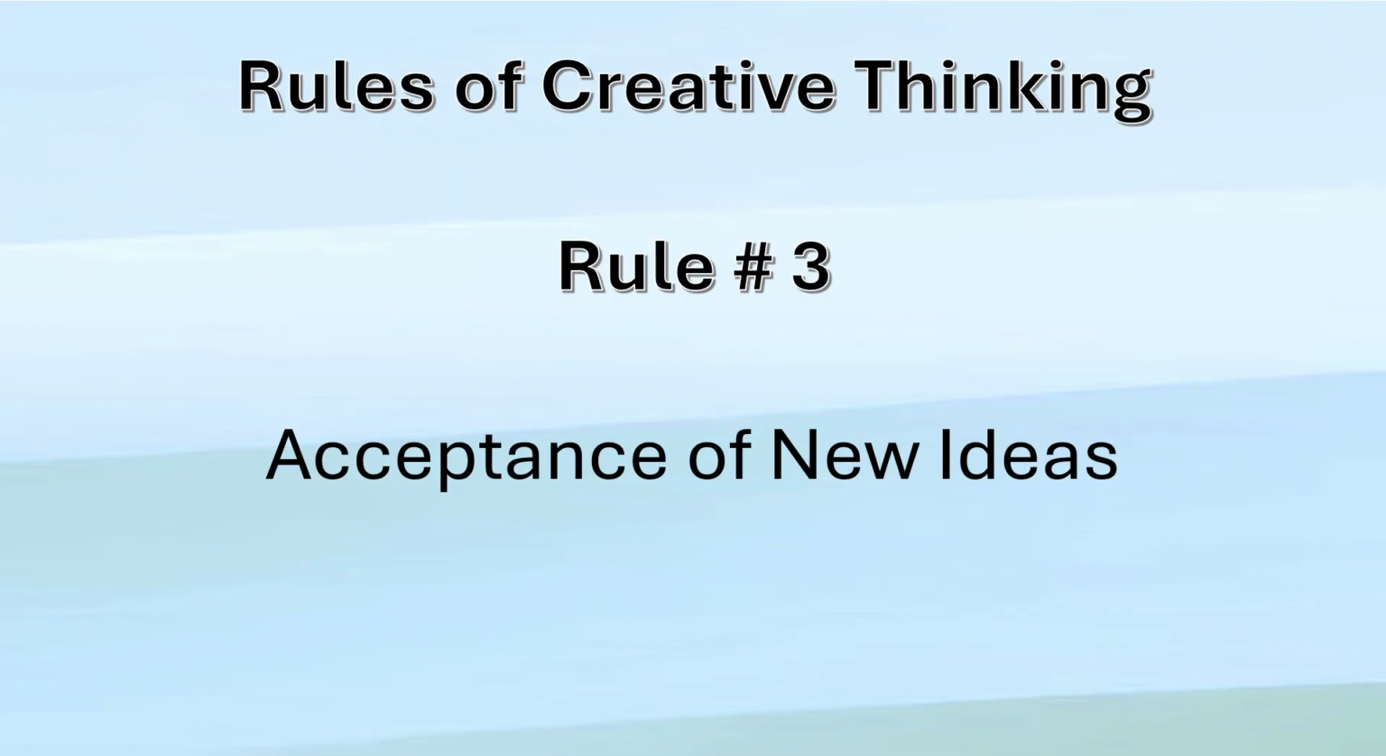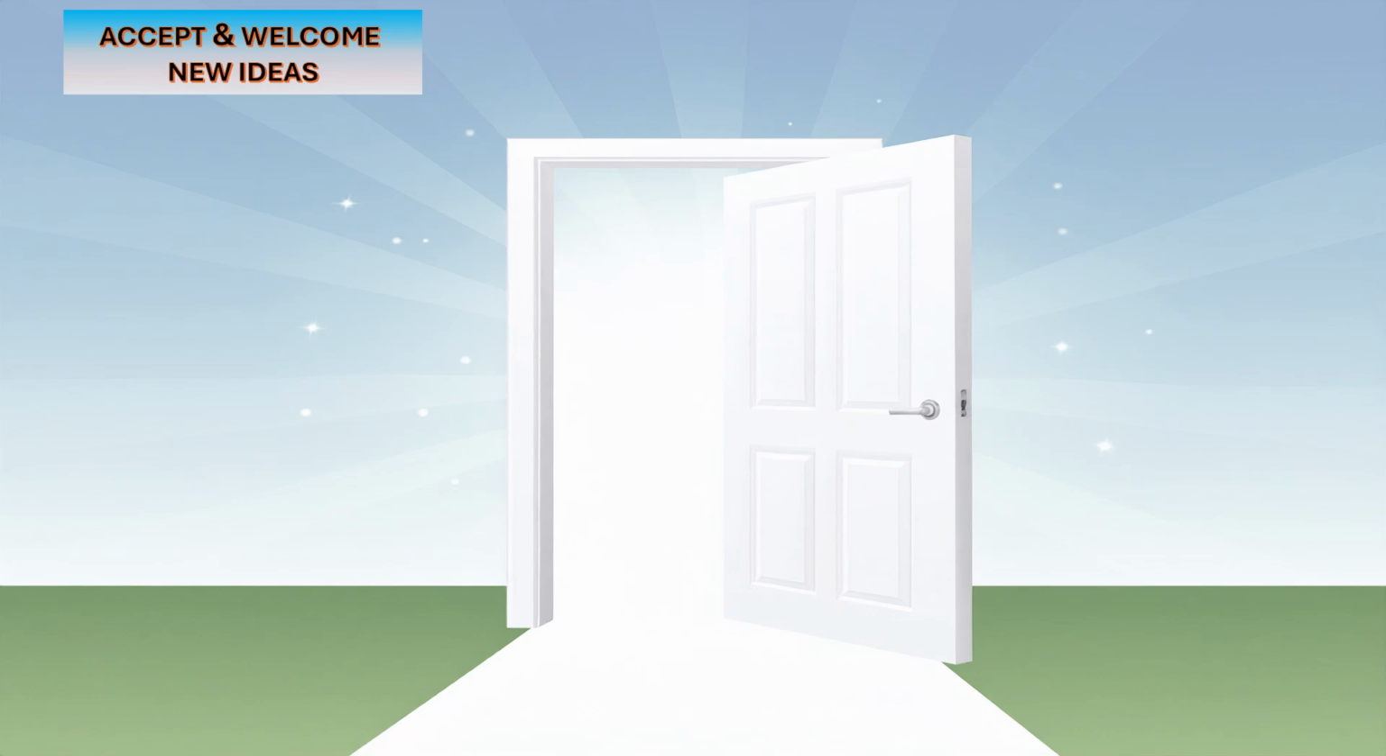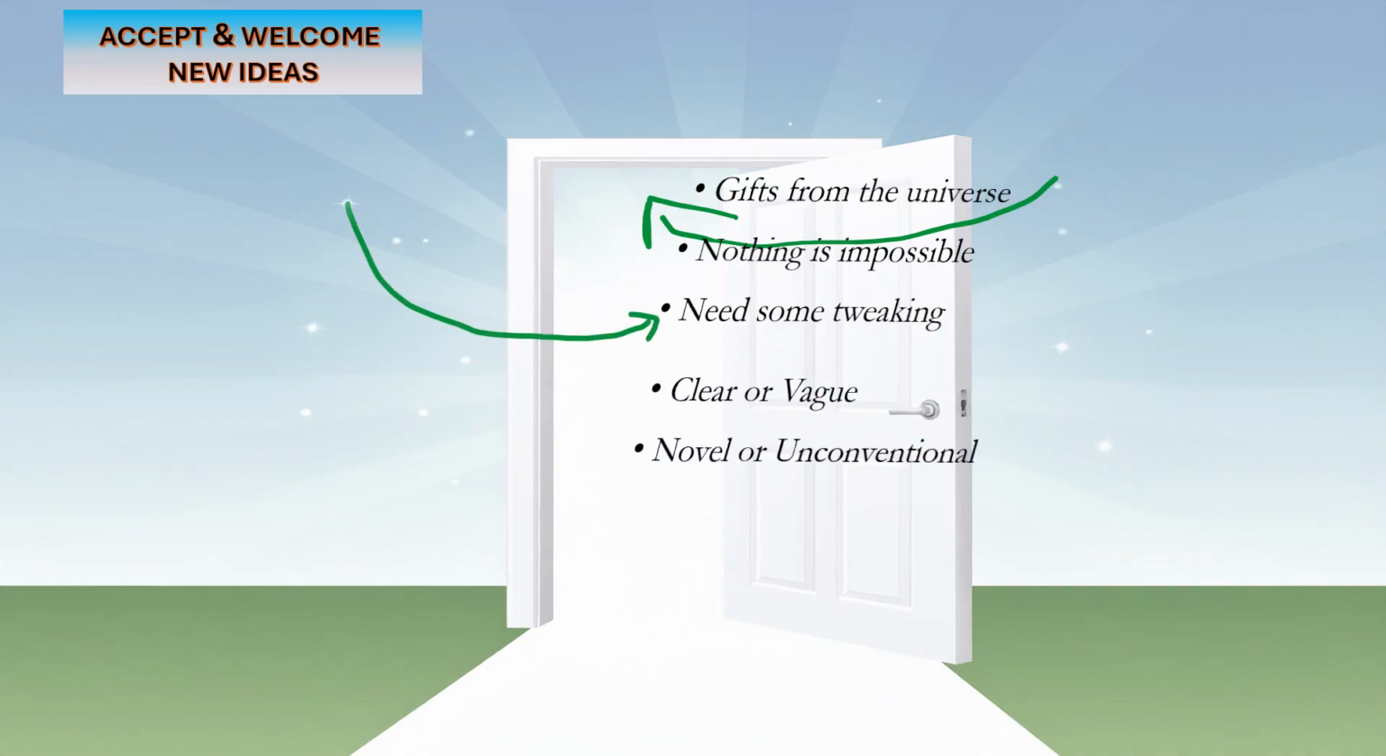Let's now dive into rule number 3 of creative thinking: acceptance of new ideas. Accept new ideas as if they are gifts from the universe. There is no such thing as a bad or impossible idea, just ideas that may need a little tweaking. Welcome all ideas, however vague or clear, novel or unconventional they may be. Let them all enter, mix, and blend to create more ideas.